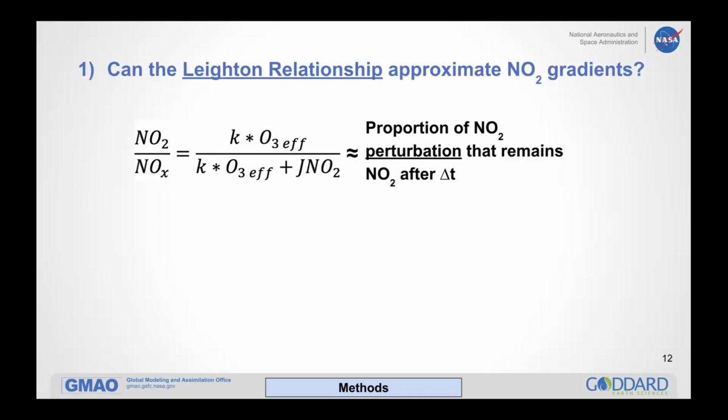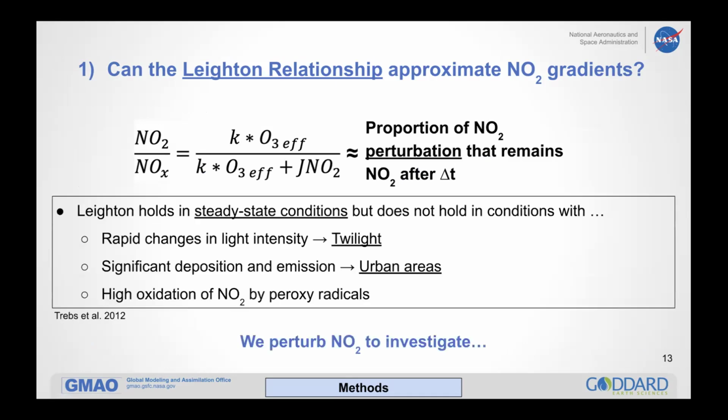First of all, some results that I've shown before about how well the Leighton relationship can capture NO2 gradients. Prior work on the Leighton relationship has found that it holds in steady-state conditions, but doesn't do too well in conditions where there are rapid changes in light intensity, such as twilight, and also places with significant emission and deposition, such as urban areas. This gives us an expectation of how well Leighton will perform.